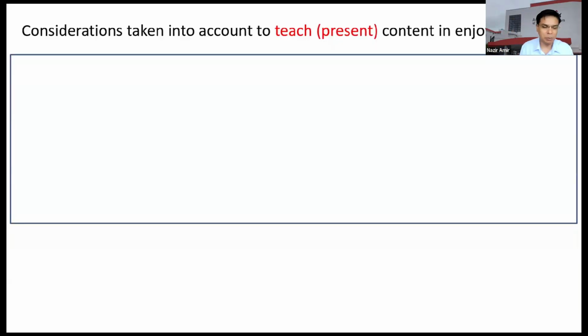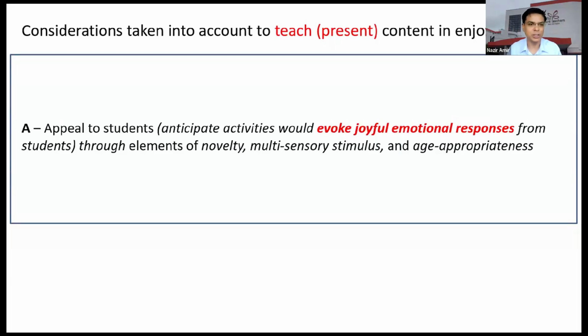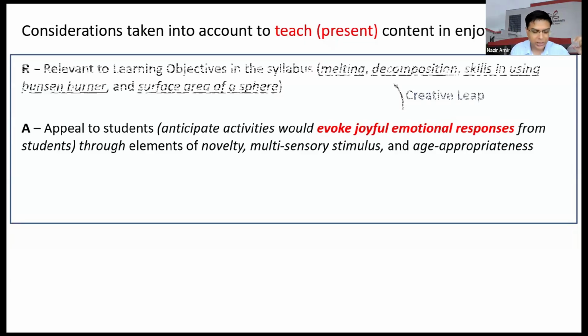So if we look at the two examples that we have seen, the first priority is not about teaching the content, but about thinking about what will evoke joyful emotions from my students. And this can come about through elements of novelty, multi-sensory stimulus, and appropriateness. Once I see a context that will excite and enthuse my students, I think about how I can use this context to teach content that I have to teach. For example, melting, decomposition in science, or skills in using the Bunsen burner, or the surface area of a sphere.